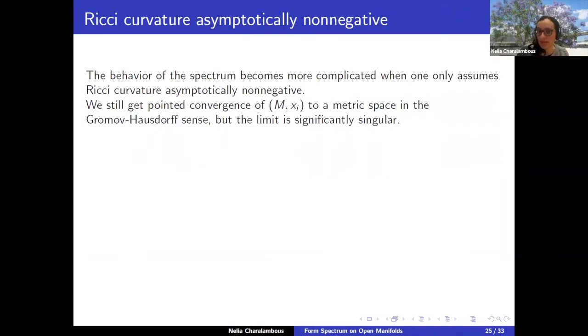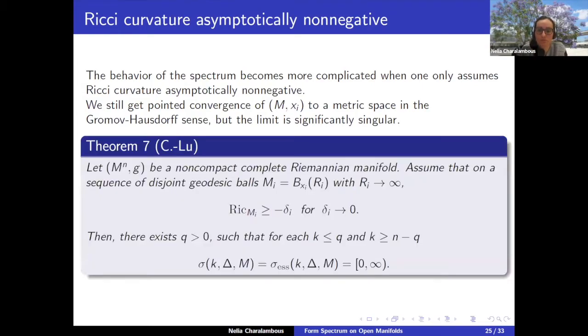So in the case of Ricci curvature asymptotically non-negative, one can also look at the behavior of the spectrum under this Gromov-Hausdorff convergence. The problem with only assuming a lower bound on Ricci curvature is that now the limit of this pointed sequence will be significantly more singular. So it's more difficult to control and describe the limit space under this weaker assumption.